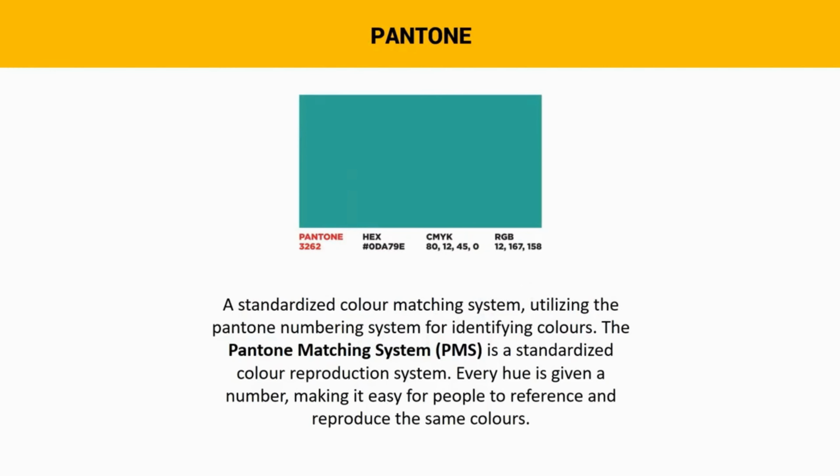Pantone. A standardized color matching system, utilizing the Pantone numbering system for identifying colors. The Pantone matching system, PMS, is a standardized color reproduction system. Every hue is given a number, making it easy for people to reference and reproduce the same colors.